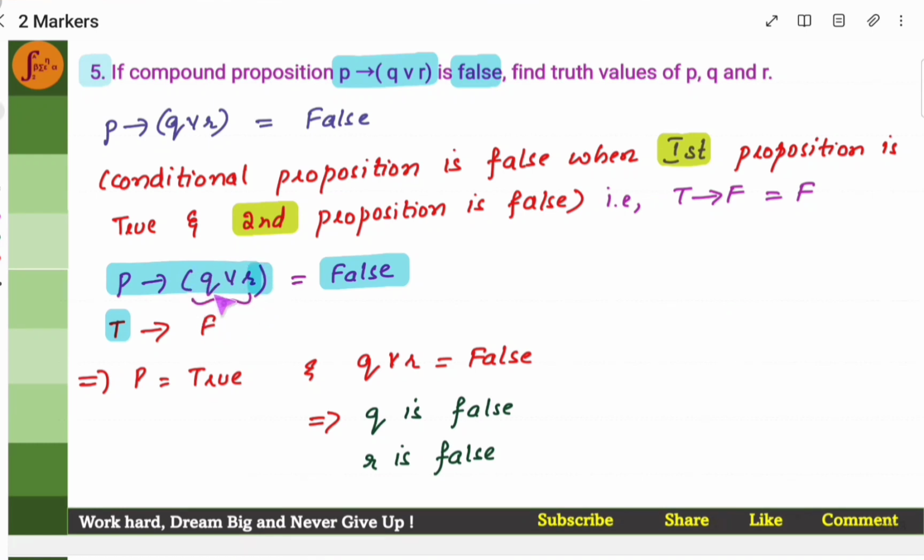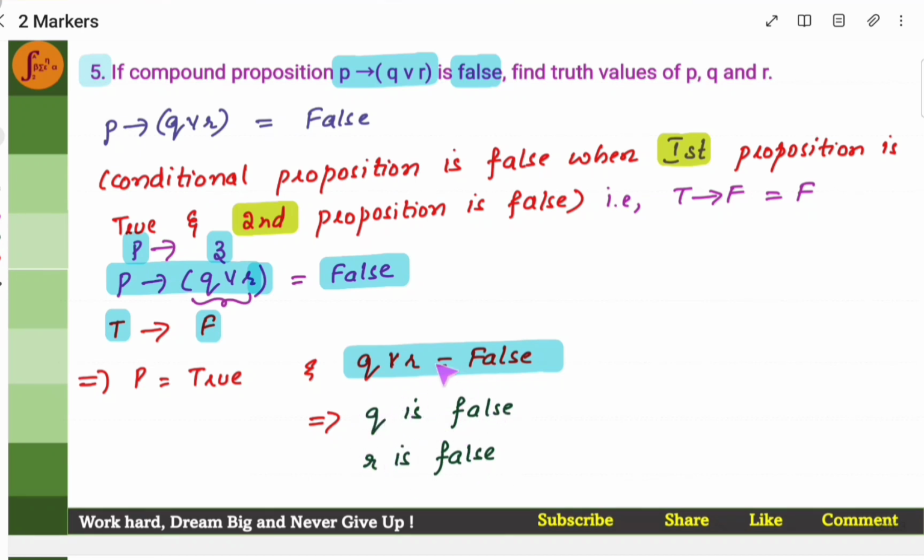You consider this entire thing as, say, Z. Just visualize that this entire expression is Z. Now it will be conditional Z. So this result is false only if the first proposition is true and the second proposition is false. That means this entire thing should be false. Q disjunct R is false. Means one of these can be false or both of these can be false. So we will take both of them to be false.